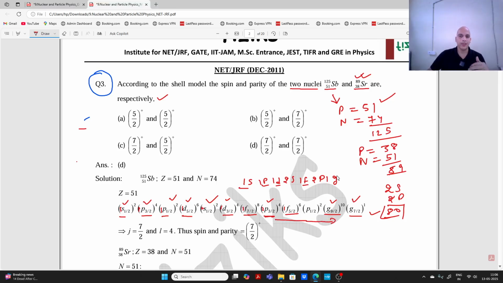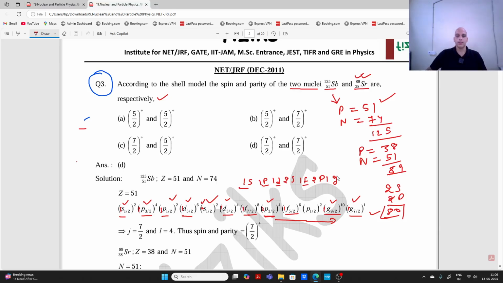We have to remember, as I told you, the configuration up to 50, and we have to remember two things. One is the sequence, and the other is that 2s will come in between these two, and 2p will come between the f, that is 1f 7 by 2 and 1f 5 by 2. So 2p 3 by 2 will come here, and 2p 1 by 2 will come here, between the 1f, then 1g is here.